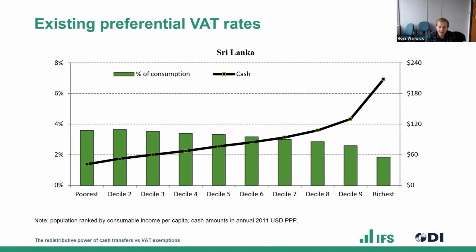However, if we look at the cash benefit per capita from these preferential VAT rates, it's clearly much higher at the top than for the poorest households. So somewhere around $210 per capita in the richest 10%, and more like 50, 45 at the bottom of the distribution.